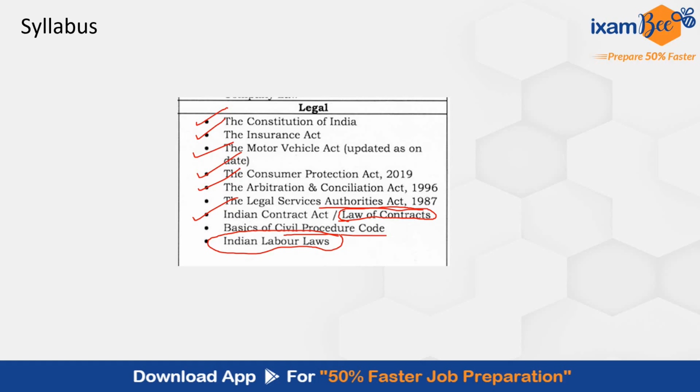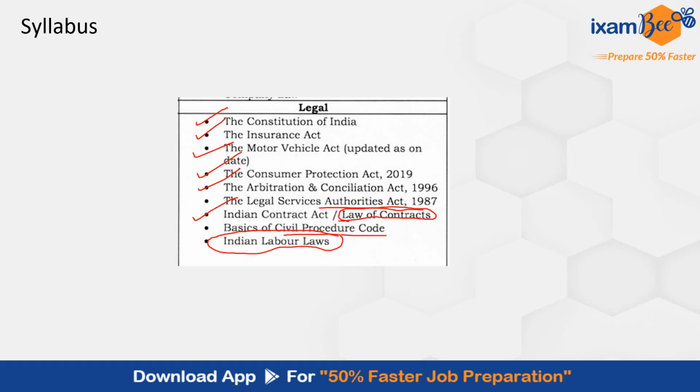Apart from that, there are various acts: Factories Act, Industrial Dispute Act, Maternity Benefit Act, Payment of Gratuity Act, Unorganized Workers Social Security Act, Equal Remuneration Act. So there are many other acts which are already included in the codes. So you can briefly refer to the acts but focus more on the labor codes.